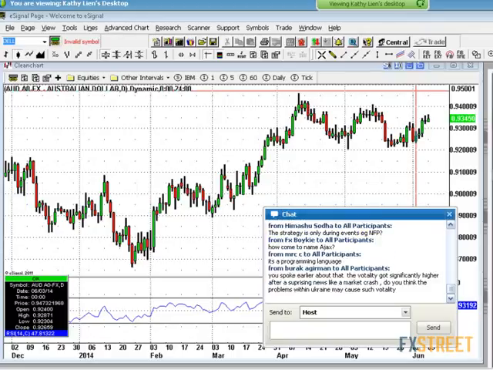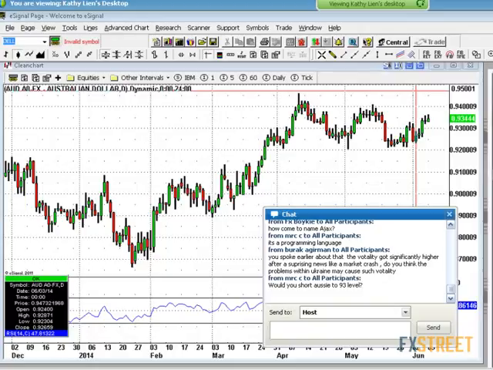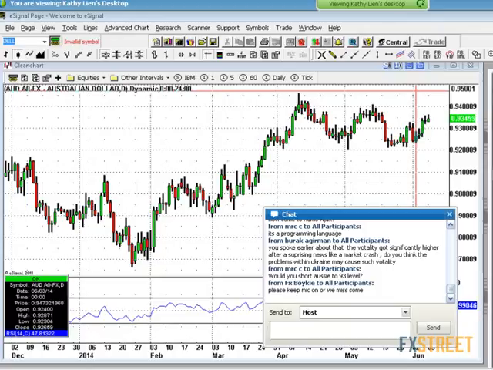So you spoke earlier that the volatility is significantly higher after surprising news like a big market crash. Do you think the problems with Ukraine may cause such volatility? I don't think so. We've already seen how the market has tolerated it, and I don't necessarily think it's really going to exacerbate much further than it has already. So I think it's more likely that Fed tightening will begin the process, which unfortunately may not be until next year. So you may have to get used to a life below volatility.